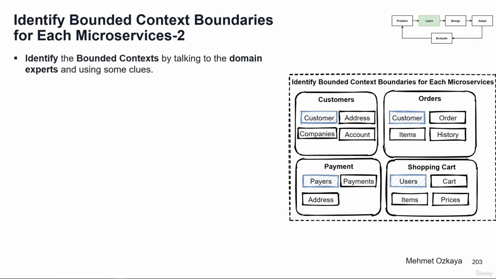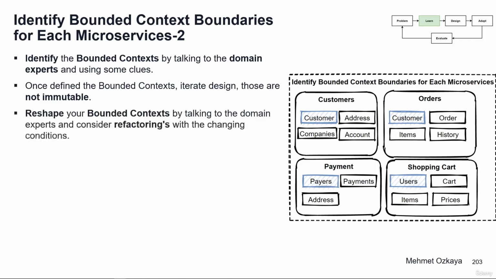First of all, we should identify the bounded context by talking to the domain experts and using some clues. Once we have defined the bounded context, we shouldn't think that they are immutable anymore. We will need to make changes to the boundaries you have drawn and reshape your bounded context by talking to the domain experts and consider refactoring with the changing conditions.